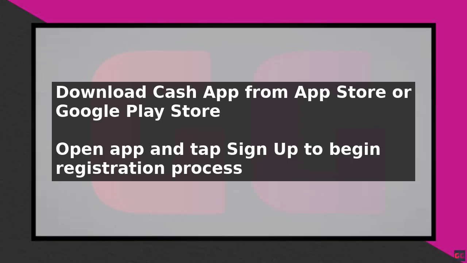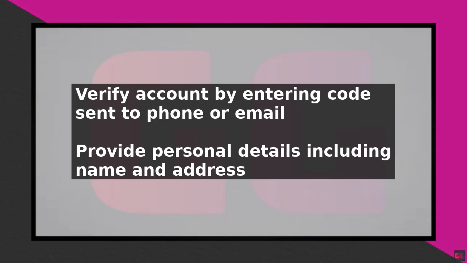Next, verify your account by entering the code sent to your phone or email. After verification, you will be asked to provide some personal details, including your name and address. You will also need to link a debit card or bank account to your Cash App account, which will be used to fund your transactions.